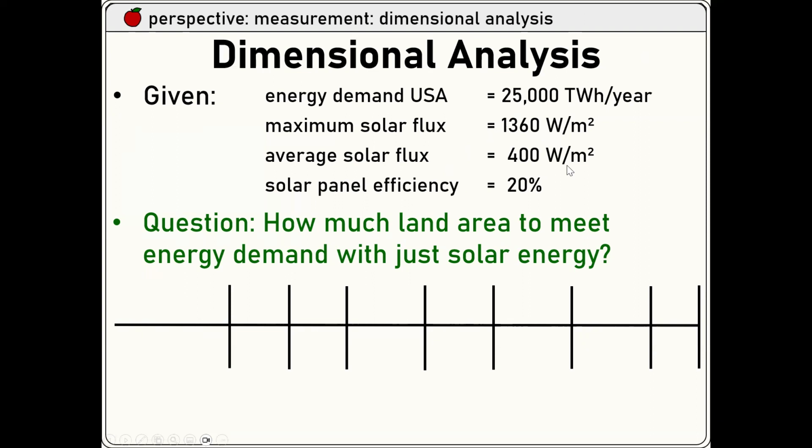And then one more consideration. Let's say our solar panels are only 20% efficient. So if 100 watts are coming in, only 20 watts go to actually useful energy on the grid, right? How much land area would you actually need to meet energy demand, right? You know, engineering technicalities aside, right?